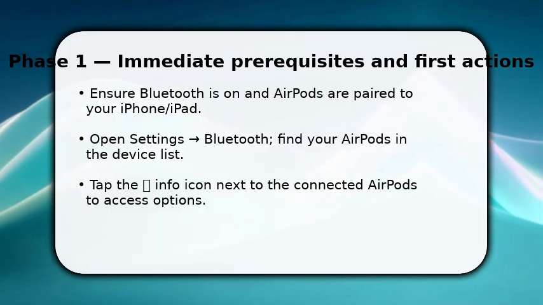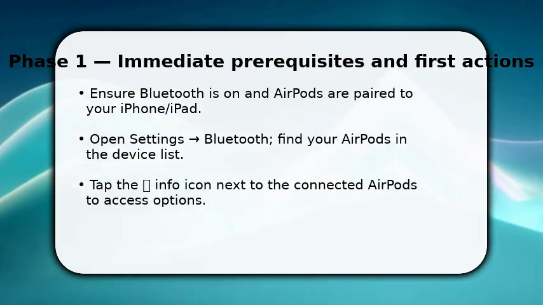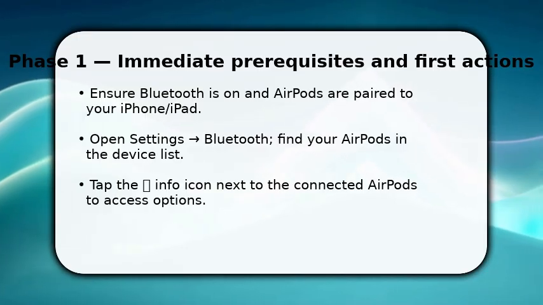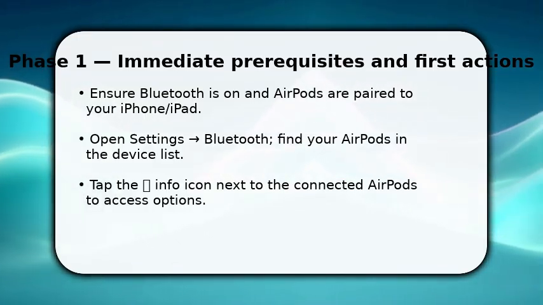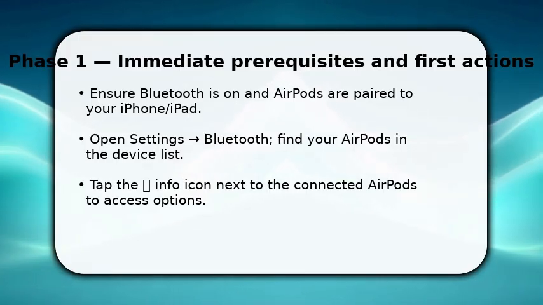Locate your AirPods entry, then tap the small info icon. That opens the controls where the name field lives. Do this now so you're editing the current, connected unit rather than an offline profile.